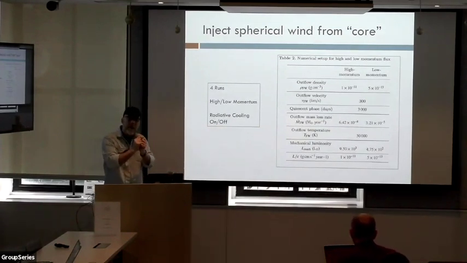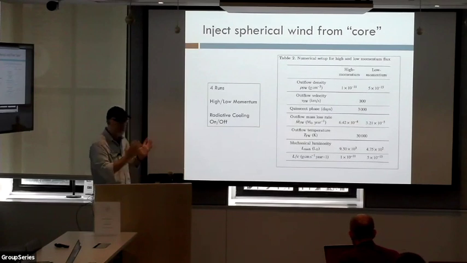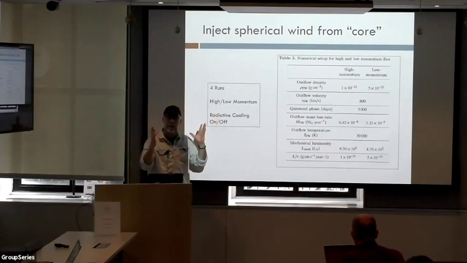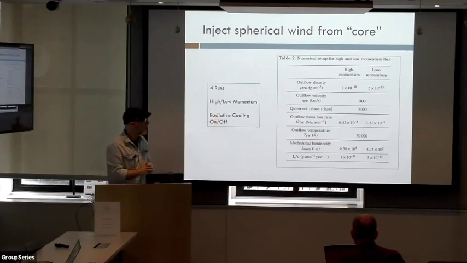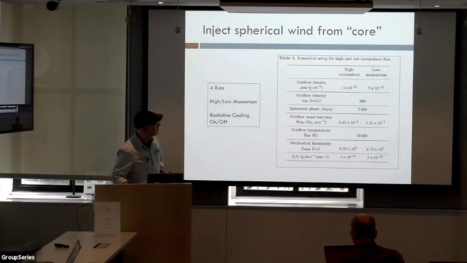Maybe the binary merged, maybe you've got one of the binary, or the primary or secondary producing a wind. We're not asking, that's a black box for these simulations. We're also going to see what happens with radiative cooling in the outflow, or not radiative cooling. In general, we would expect radiative cooling to occur in these cases, but it was important just to get a sense of how these outflows work.